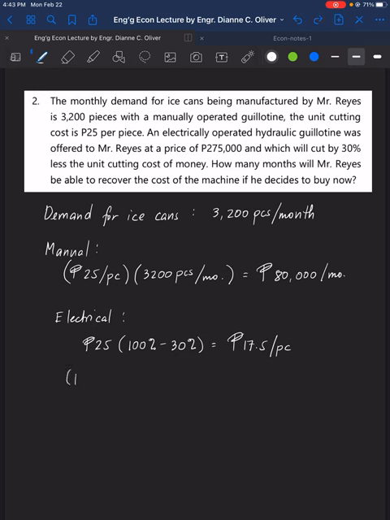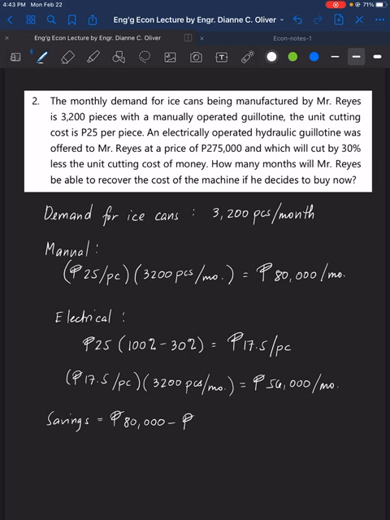Then we will now compute for the monthly cost of cutting. So 17.5 pesos per piece multiplied with 3,200 pieces per month. So the monthly cost using the electrically operated hydraulic guillotine becomes 56,000 pesos per month. So the savings is from the 80,000 pesos, then turns the 56,000, the savings becomes 24,000 pesos per month.